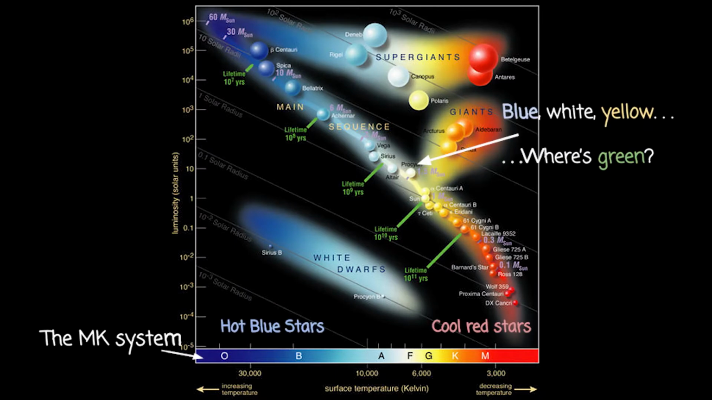So I'm going to pop a picture up of an HR diagram. This basically shows the MK system with luminosity of the star against its surface temperature, so how hot the surface is. And what you can probably see right now is that there's no green. But you can see lots of blue and lots of yellows and reds. But where green should be, you actually see white.